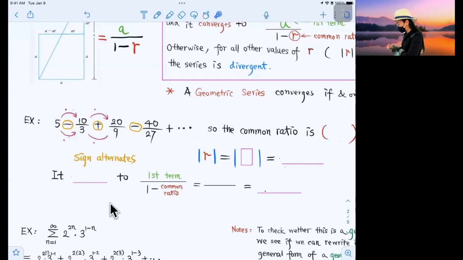Is this a geometric series? Well, what is the common ratio? Can you see a pattern? You can think of the first term as 5 over 1. Let's look at the denominator: 1, 3, 9, 27. And you keep on multiplying by what? 3. Multiply by 3, and then times 3 again, etc.